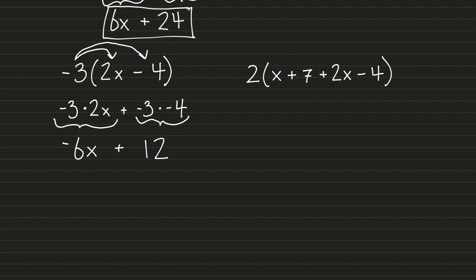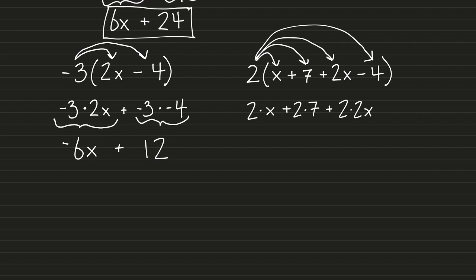What happens if there's a lot of stuff going on inside? Well, we can still distribute. We can do 2 times x plus 2 times 7 plus 2 times 2x plus 2 times -4. Now, of course, this takes a few more steps, but we can still do this.